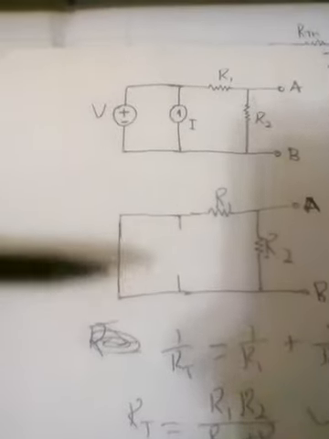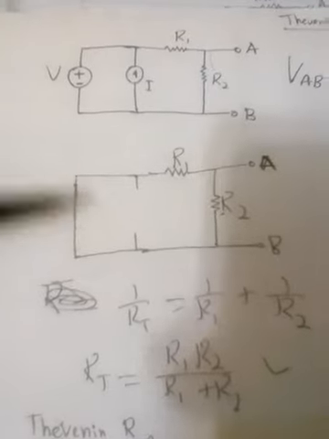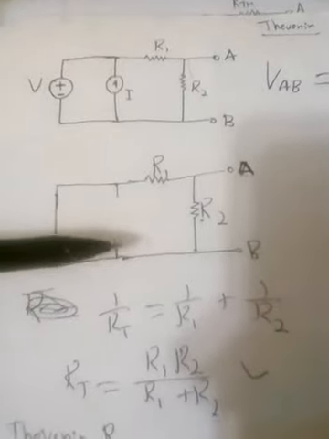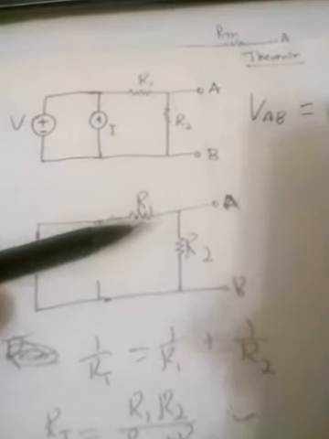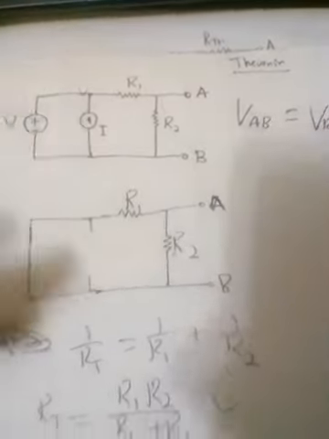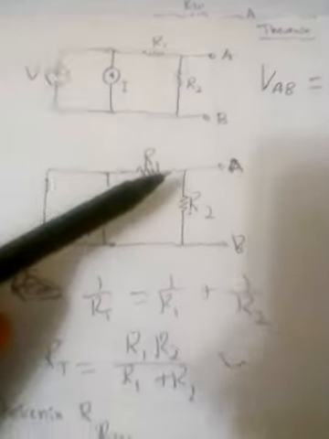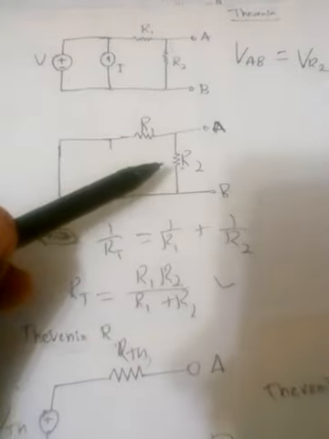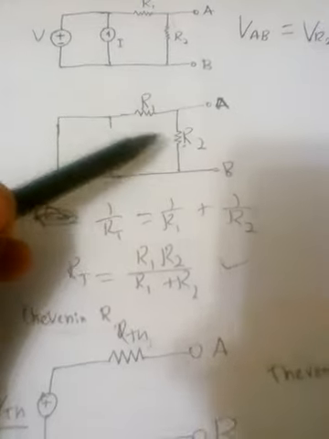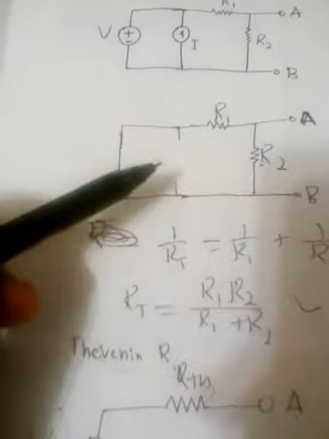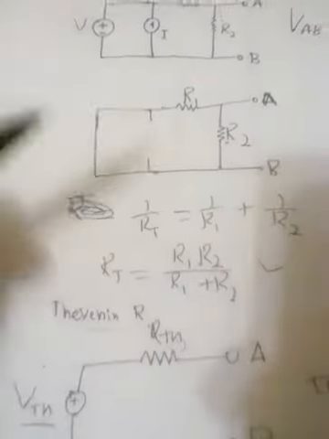Now let's talk about the Thevenin equivalent. The first thing that you should do, you short circuit the voltage source, you open circuit the current source. Now you still have R1 and you still have R2. Now the other thing that you must know is how do you find the total resistance, because it would be much easier for you to just get the total resistance and then get the total voltage.